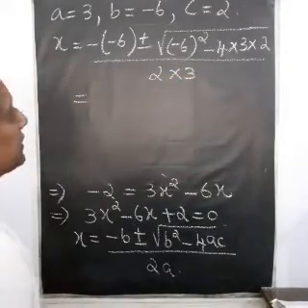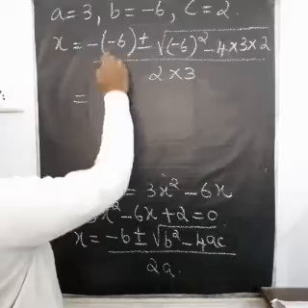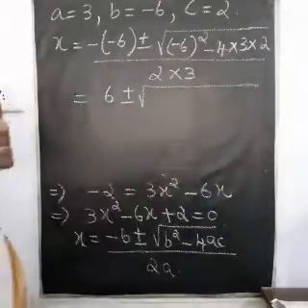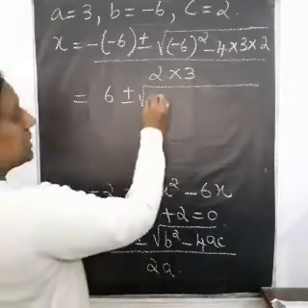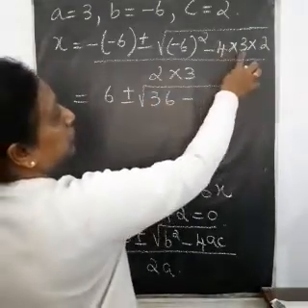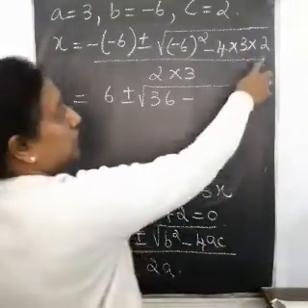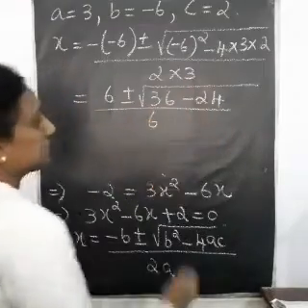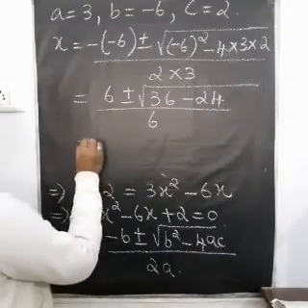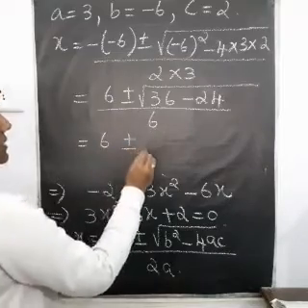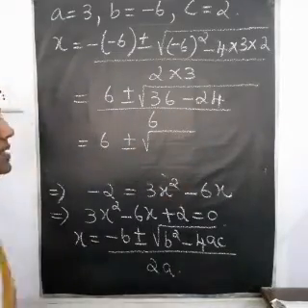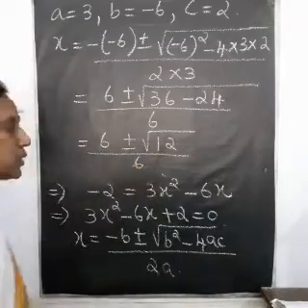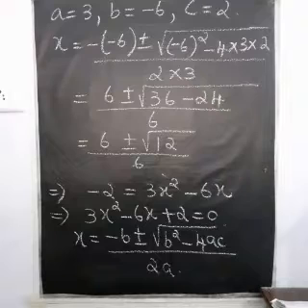So what will you get when I expand here and simplify? Minus into minus will become plus 6 plus or minus root of minus 6 into minus 6 will become 36 minus 4 3s are 12, 12 2s are 24. Okay, divided by 2 3s are 6. Understand? So what will you get here? You get 6 plus or minus root of 36 minus 24 is how much? 12 divided by 6. Now root 12 you will not get a definite answer, so we can stop with this.